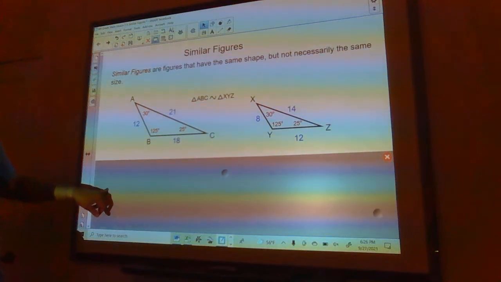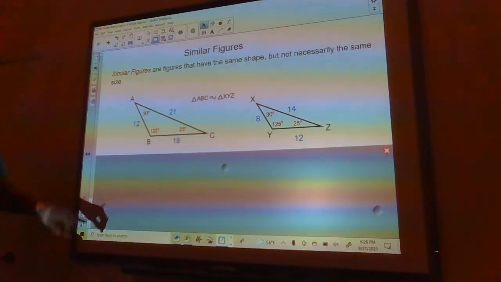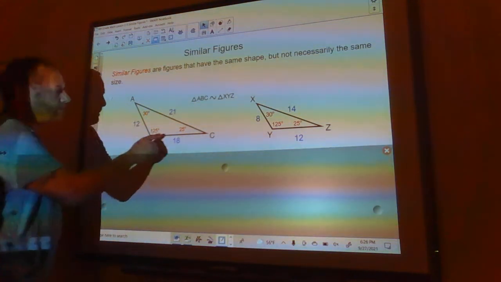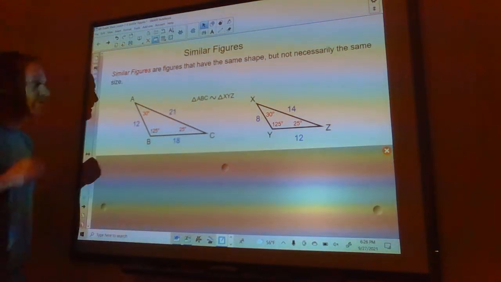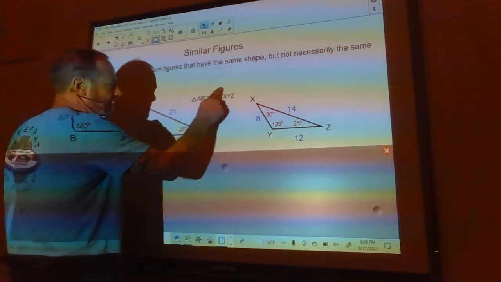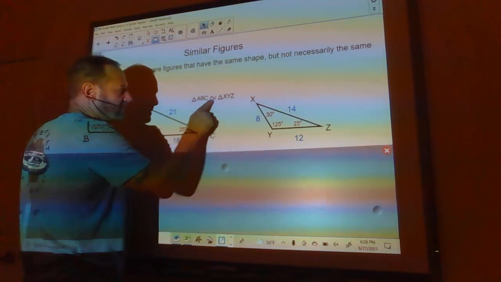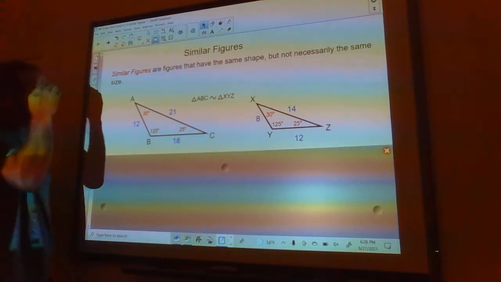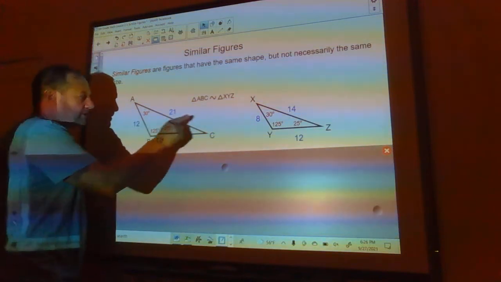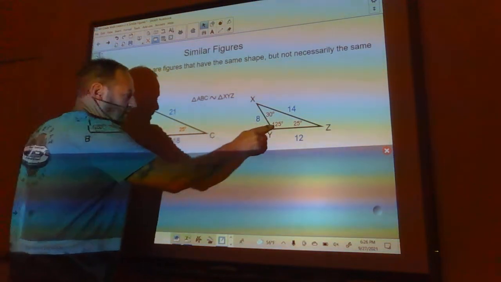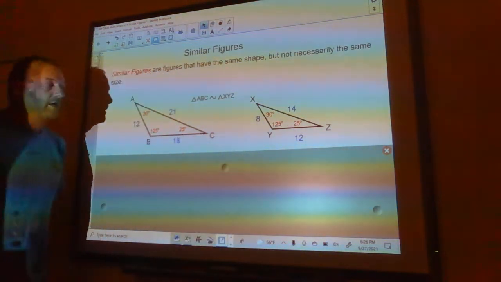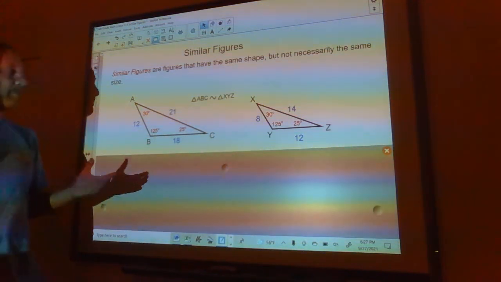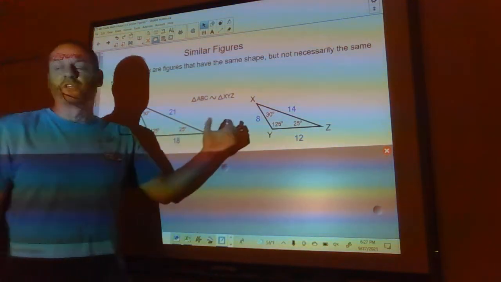So here we have two figures. Okay, they're similar. And this is a similarity statement right here. It says triangle ABC is similar to triangle XYZ. Okay, what does that mean? Well, if you'll notice, all the angles are equal. So angles determine shape. These are the same shape because all the angles are the same.